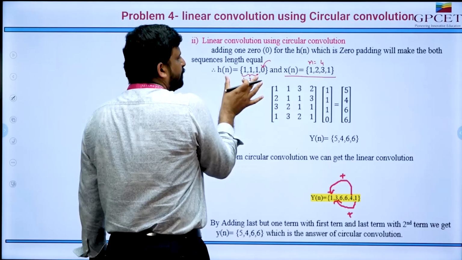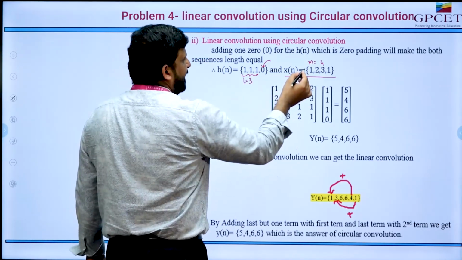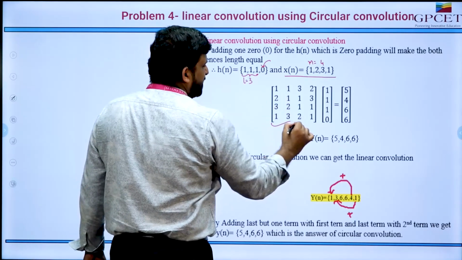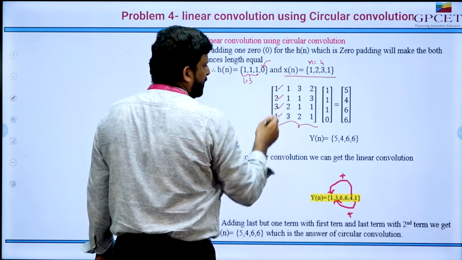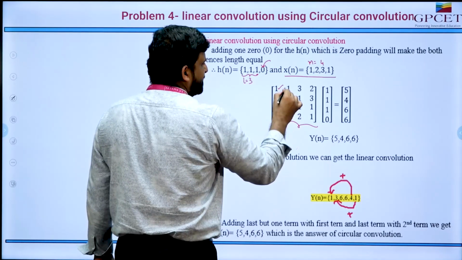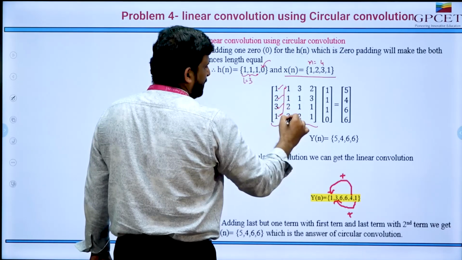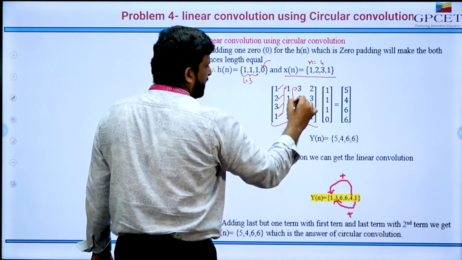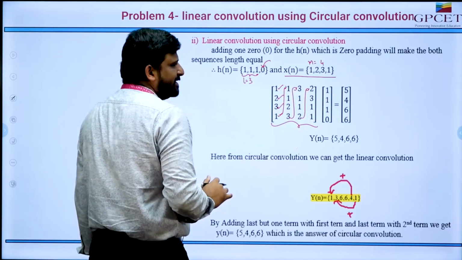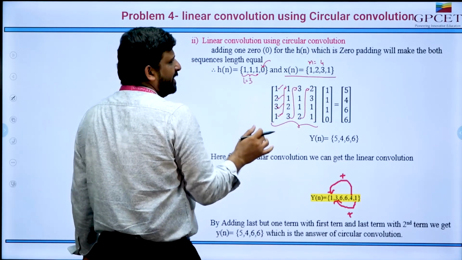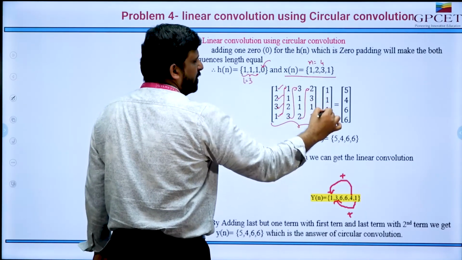So the lengths of both have been made equal. Now I have taken the x of n sequence, that is 1, 2, 3, 1, and I am writing it vertically. Now again this one is shifted to the top, and the same 1, 1, 2, 3. Again this 3 is shifted to the top, 3, 1, 1, 2. Again this 2 is shifted to the top. Like this, a matrix representation has been made with the help of x of n, and this is multiplied with h of n, that is 1, 1, 1, 0.